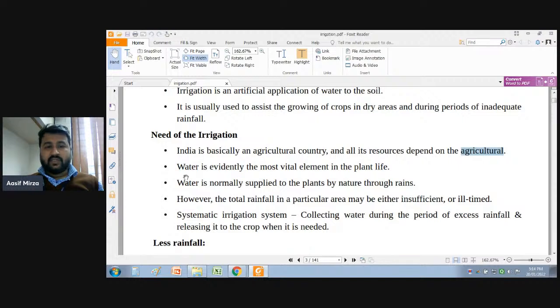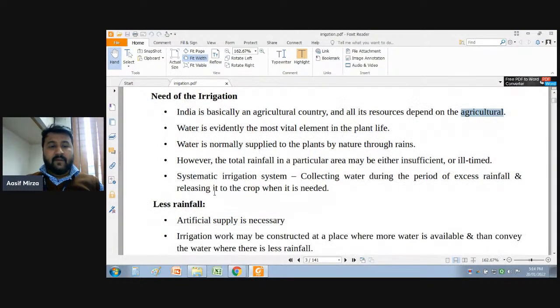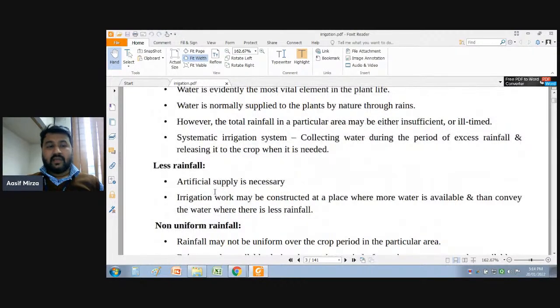Water is the most vital element in plant life, and water is normally supplied to the plants by nature through rains. However, the total rainfall in a particular area may be either insufficient or ill-timed. A systematic irrigation system collects water during the period of excess rainfall and releases it to the crop when it is needed. Where there is less rainfall, artificial supply is necessary, and irrigation works may be constructed at a place where more water is available and then convey the water to where there is less rainfall.